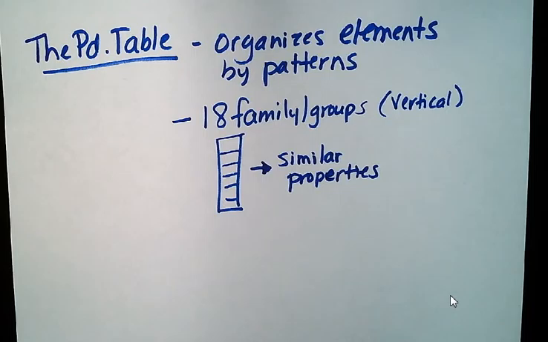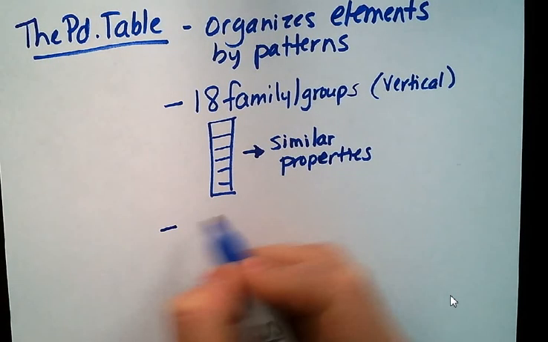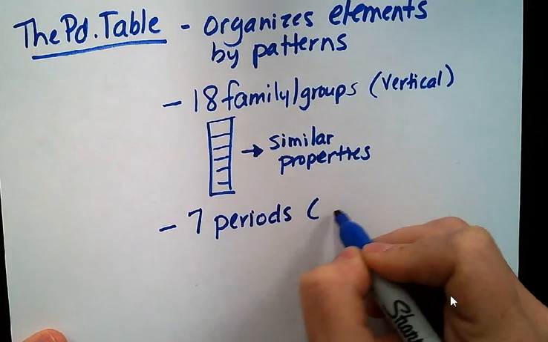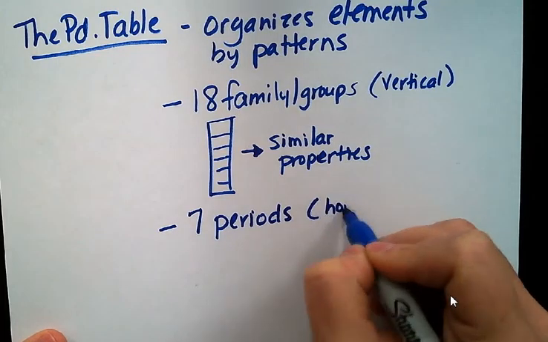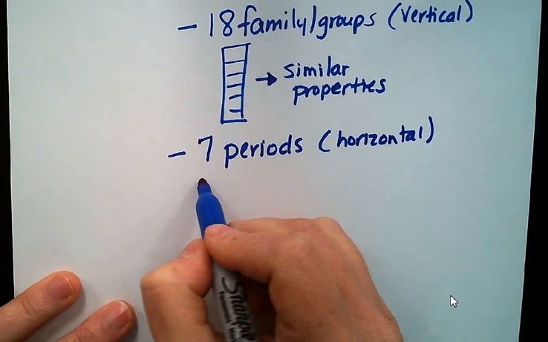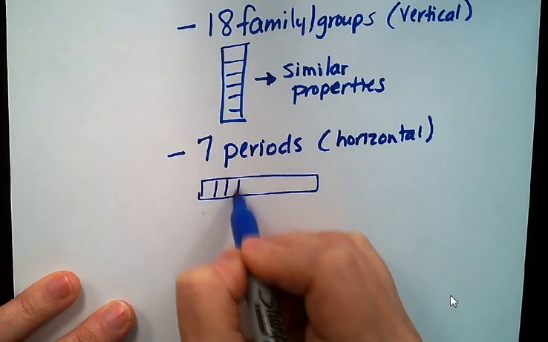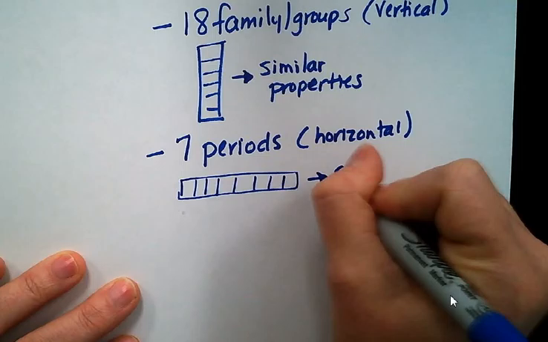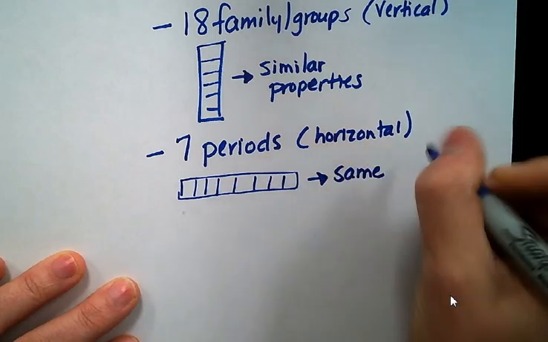Then we also have 7 periods. And these are your rows that go horizontal. All right? So the periods go across like so. And what this tells us is that if they're in the same period, they are going to have the same number of energy levels. So that's kind of an easy cheat.